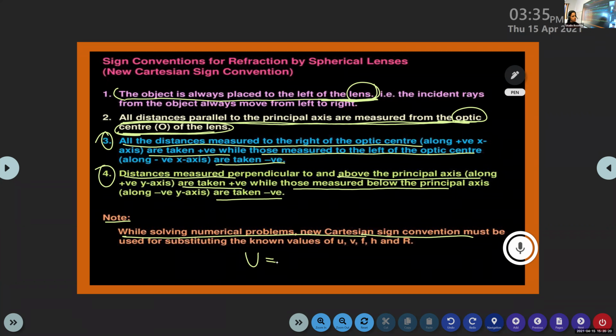According to sign convention, the object is always placed on the left side, and all the distances measured towards the left are taken as negative values. So can you guess what about the value of u in numericals? Negative. U is always negative. Whether it is a mirror or lens, the object distance is always negative according to our sign convention, because the object is always placed on the left side of the lens.